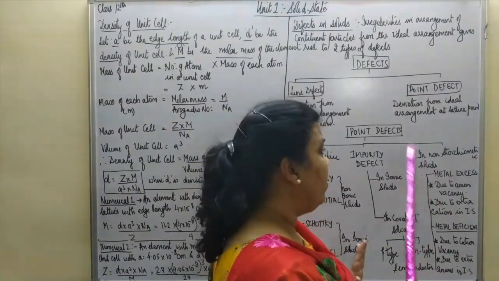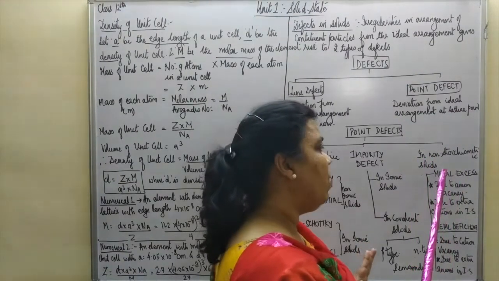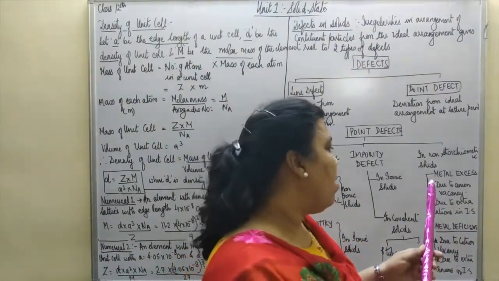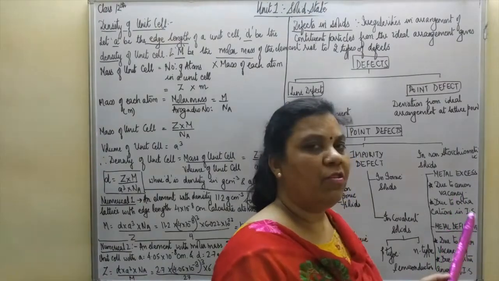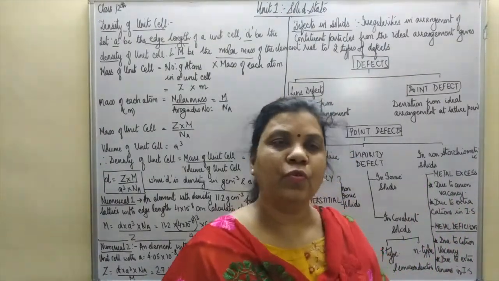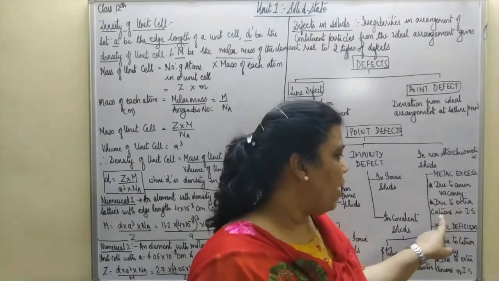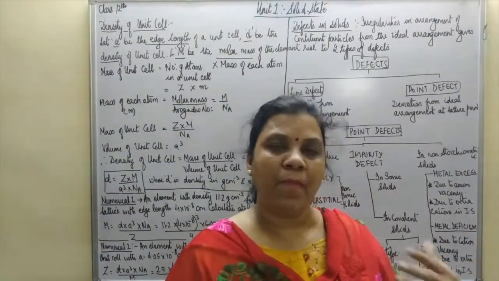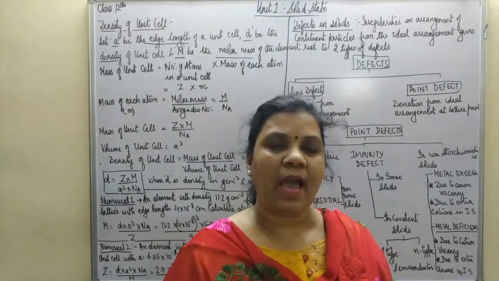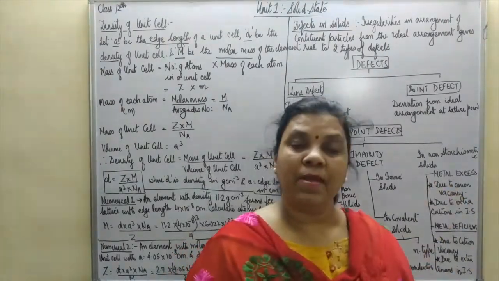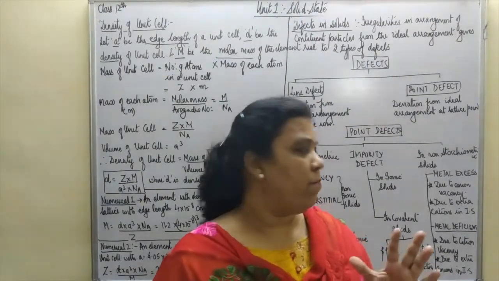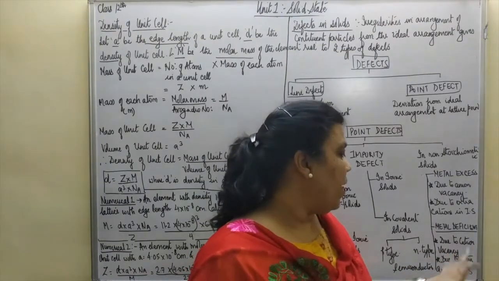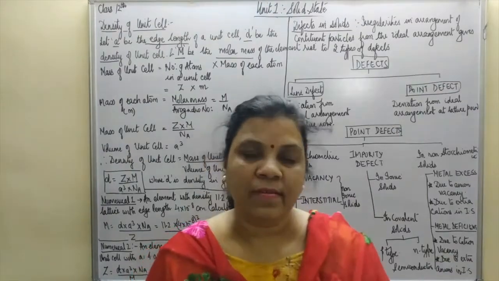The last category of the point defects is point defects in non-stoichiometric solids, where, as I just said, the stoichiometry of the crystal is disturbed. There are two types, metal excess and metal deficient defects. Metal excess arises due to two reasons, due to anion vacancy and due to extra cations in the interstitial site. Whereas in metal deficient, as the term indicates, the number of metal atoms is less than the number of anions. In metal excess, the number of metal atoms is more than the number of anions. Metal deficient arises due to two reasons, due to cation vacancy and due to extra anions occupying the interstitial site.